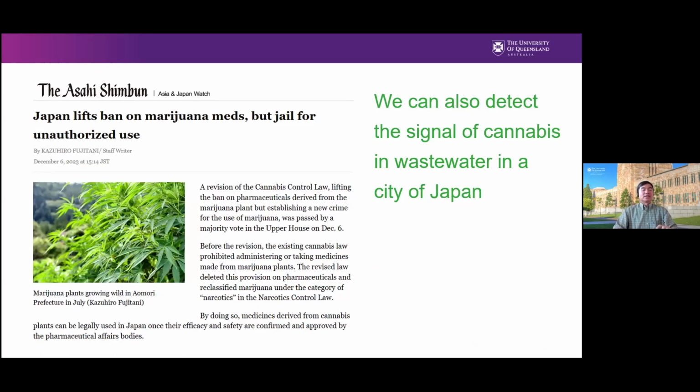I understand that at the moment there's a lot of interest in the use of cannabis in Japan. And I can share with you that we also detect a signal of cannabis in wastewater in Japan, but also at a very low level. So what I want to say is that wastewater can be used in Japan to objectively measure the level of drug use or substance use in the population.